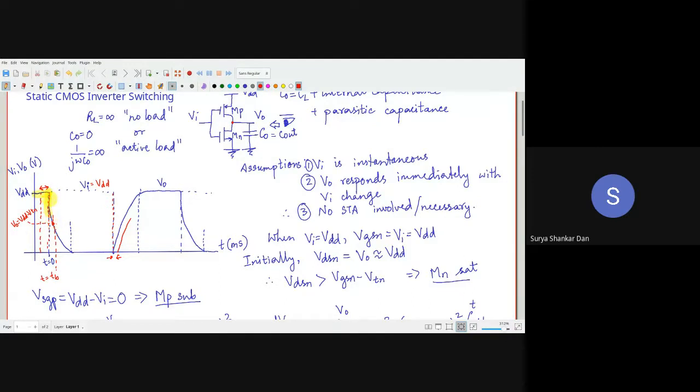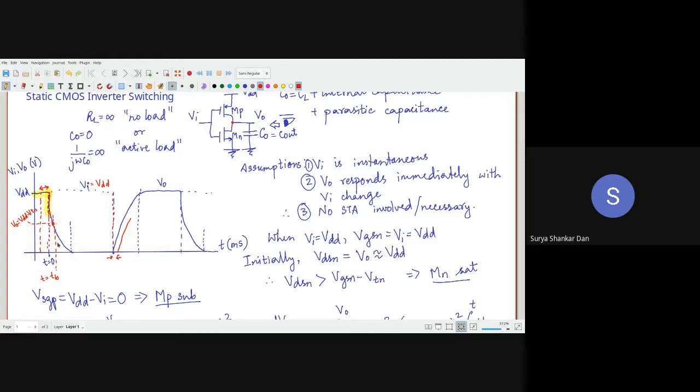In fact, you will notice that this is the point where the voltage is decreasing like anything. Why? VO is decreasing very sharply. What does it mean? That the current is very high. The current is the saturation current. That is the reason why it is sharply decreasing. Beyond that, the N MOSFET is gradually becoming more and more linear. So the current starts decreasing, and that means it will take longer to go to zero.